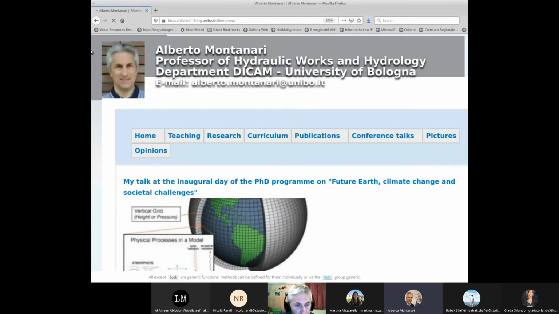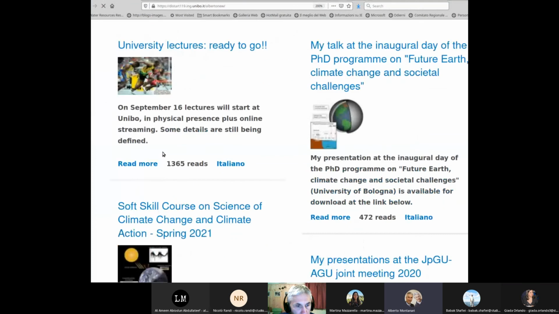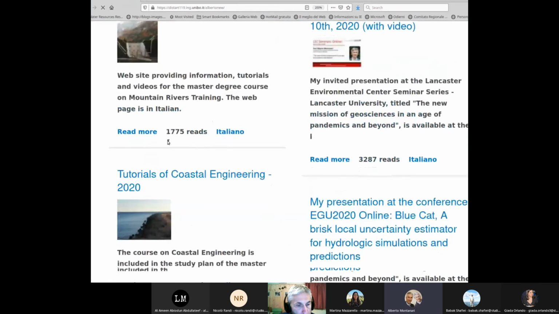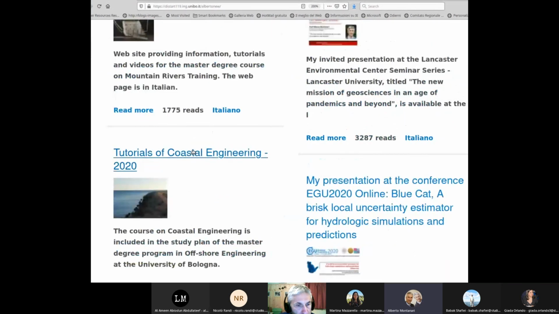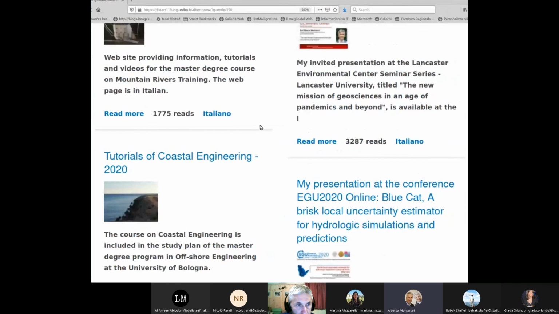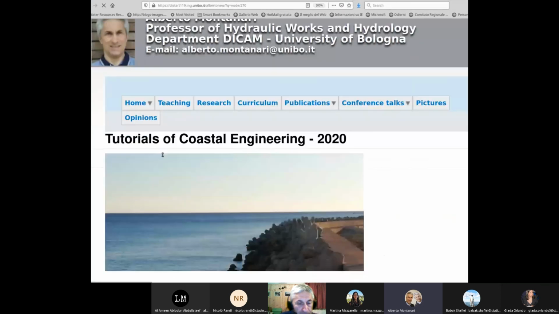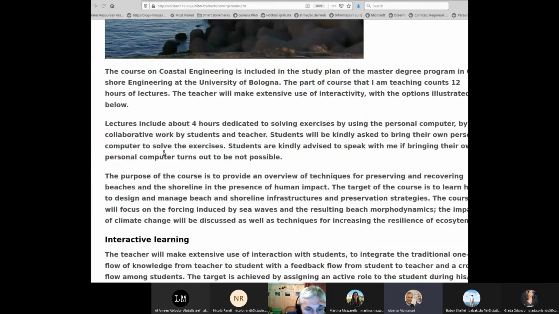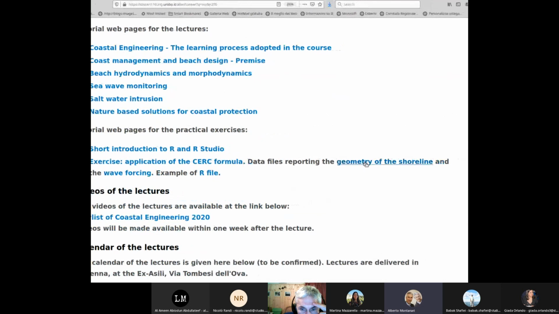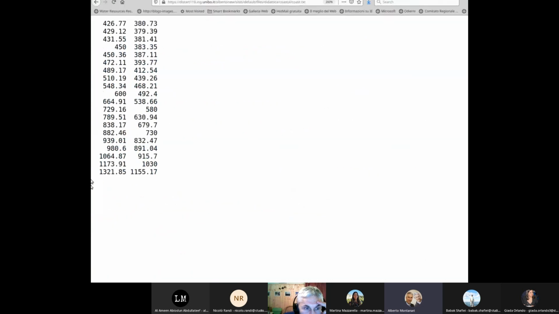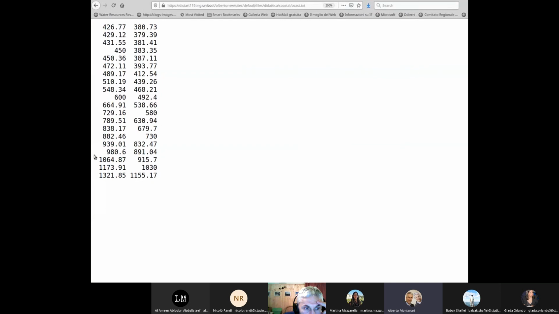It's a bit slow. Let me see. Coastal engineering. Here we are. Okay. And let's look at the exercise. Geometry of the shoreline. Let's click here. We have 2 columns. Okay.